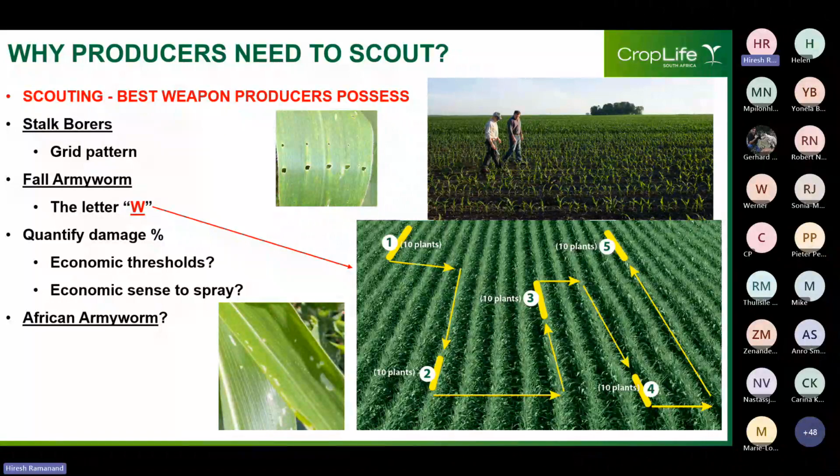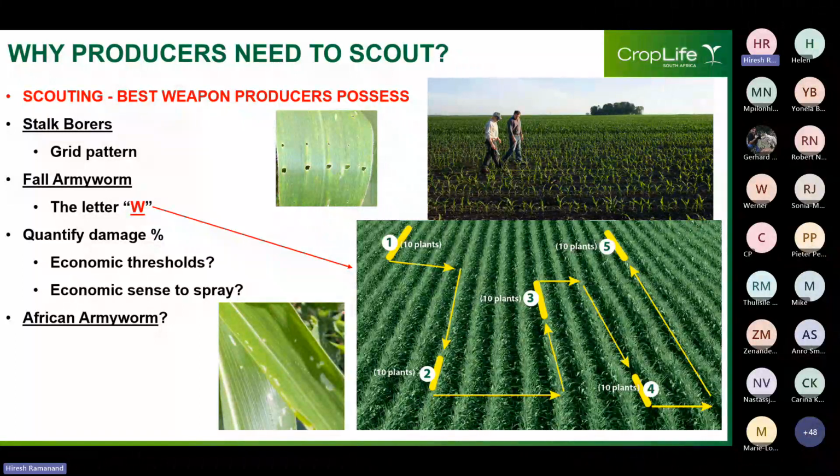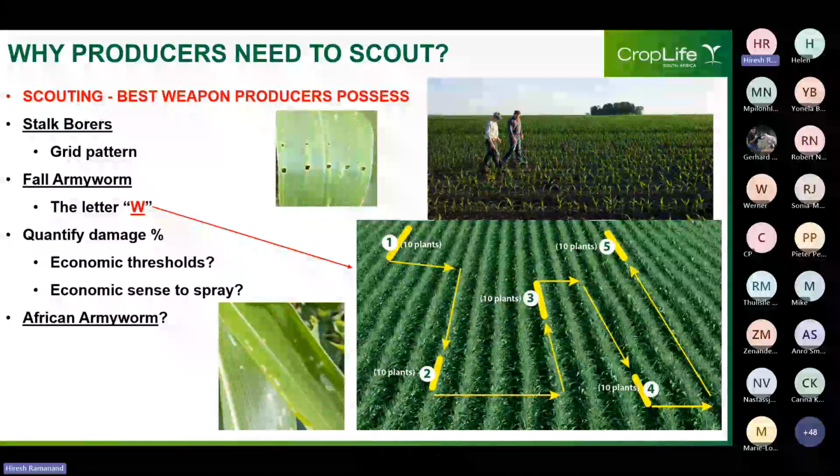The 10% damage threshold is a general rule of thumb used by farmers to indicate to them when corrective action becomes necessary. This will become clearer when we look at insecticide label examples under management strategies.